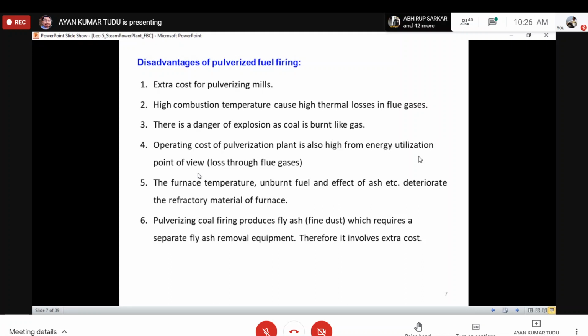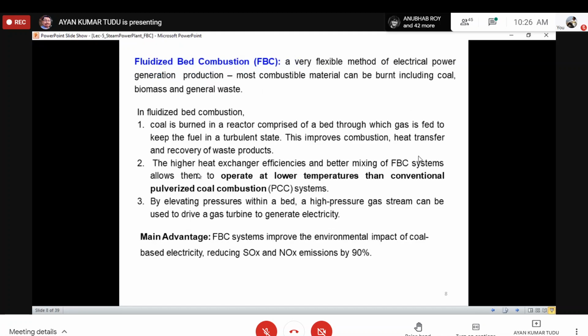Okay. Apart from this, we have another type of combustion that we are using nowadays, which is our FBC, or fluidized bed combustion. As you can see, this is a very flexible method of electrical power generation. Most commercial material can be burned, including coal, biomass, and general waste. So apart from coal, biomass and general waste can also be used for producing electricity. Okay, and that's a very efficient way of producing electricity nowadays also.